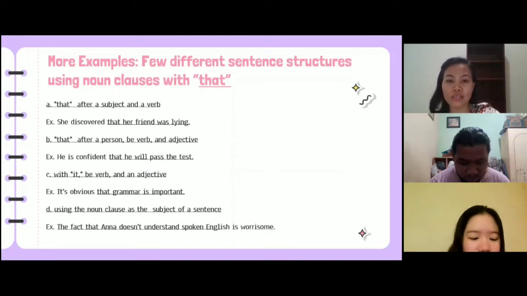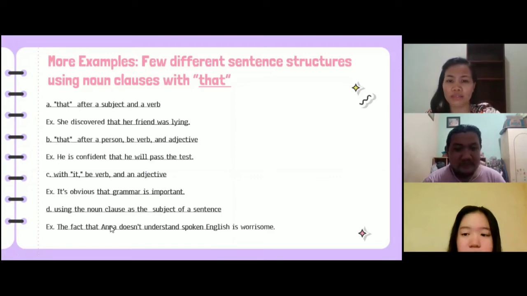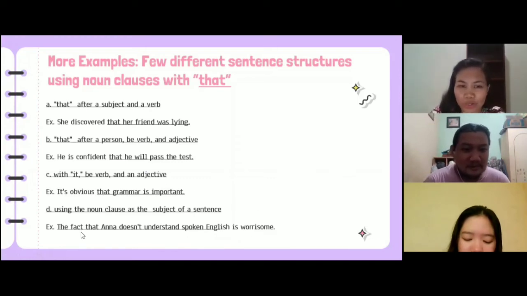The fact that Anna doesn't understand spoken English is worrisome. We have a noun clause that has a subject and verb, doesn't understand, and the whole clause is acting like the subject of this sentence. This whole clause is the subject, and the verb is, sorry, the verb is.